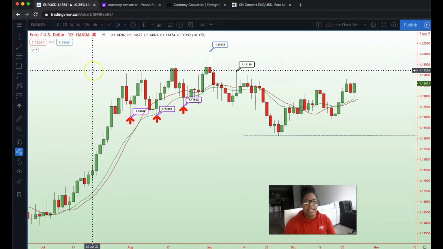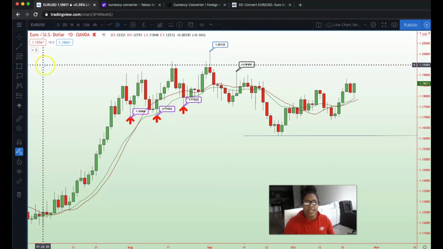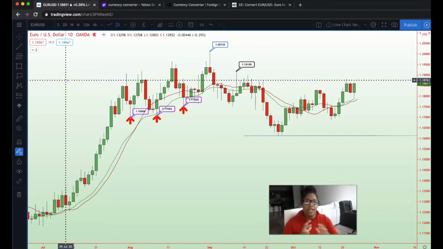And what this means is, if I wanted to buy 1 euro, it's going to cost me 1.18661. But what's the transactional fee? It's 1 pip. Okay, that's why you subtract these two numbers, your buy and your sell price. Okay, your buy price is always higher than your sell price because the broker needs to make money in between.